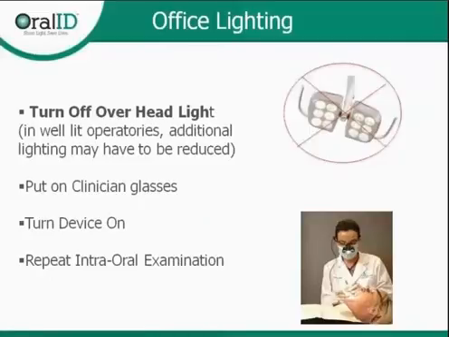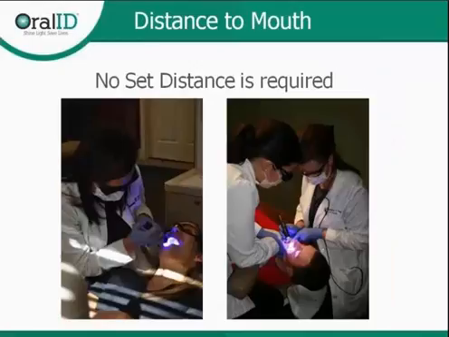So when you go to do your oral ID exam, you want to turn your overhead dental light off at minimum. There's some operatories that have windows and are a little bit brighter than others, and so if you want to dim extra lights down, turn extra overhead, like ceiling lights off or close the blinds, you definitely can, but overhead dental light at minimum.